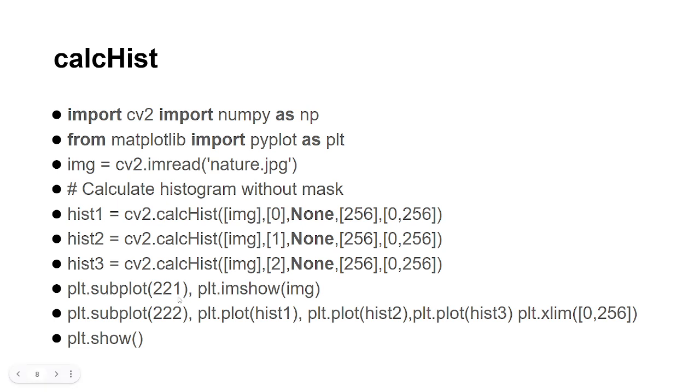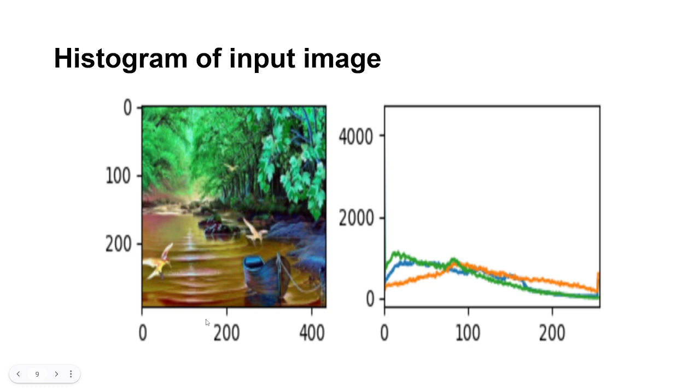The subplot 2,2,1 represents the image, and the next subplot represents the other images. After that, you can see how the histogram of that image is represented for the red, green, and blue channels.